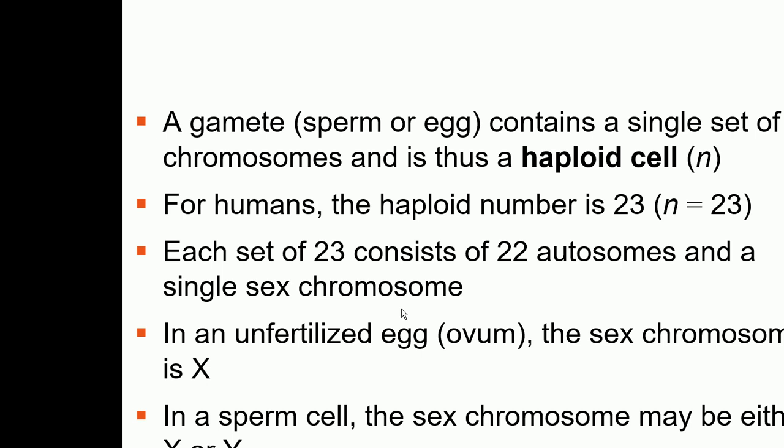Meiosis has two phases, meiosis 1 and meiosis 2. Meiosis 1 is preceded by interphase, and in the interphase there is an S phase. The DNA was duplicated there.